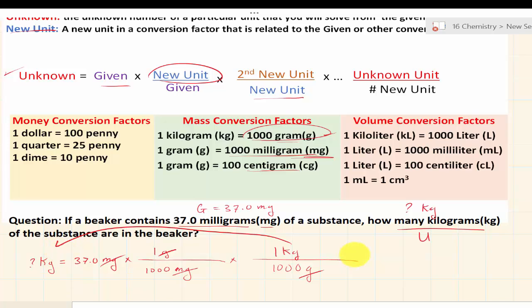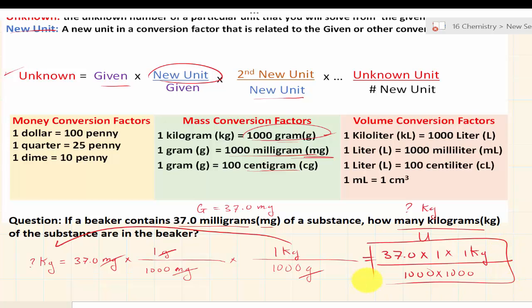And that's how we know when we need to stop the problem, because it is done. We got our values for the unit of the unknown. Now we multiply everything on top: 37.0 times 1 kilogram. Notice how I don't write the word milligram or gram anymore, because they are canceled out. Then we divide everything on the bottom, which is 1,000 times 1,000, not including milligram and gram because they are canceled out. And that is our answer.